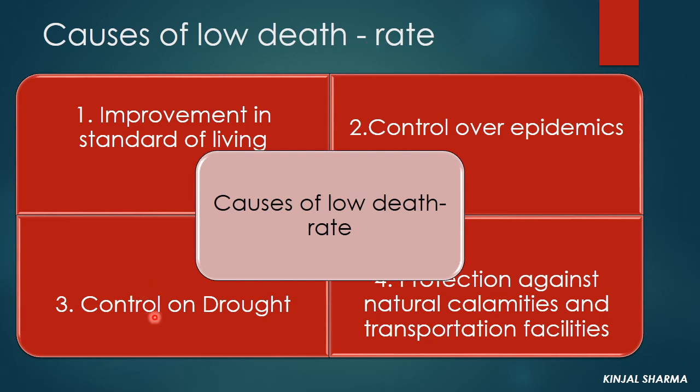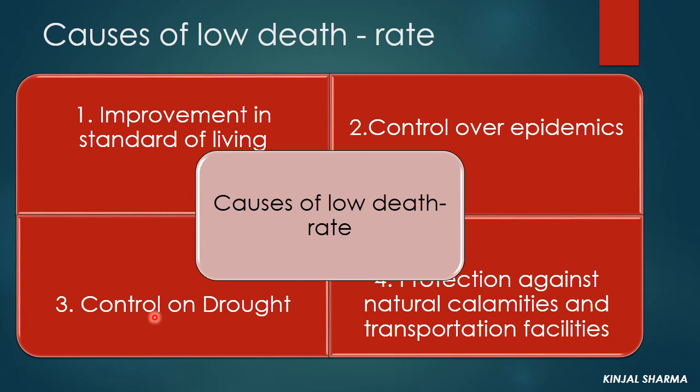Third one, that is control on drought. So science and technology led to control over drought. As a result, the death caused by hunger could be stopped. So there is a considerable increase in the supply of food grains registered after year 1966. That is when Green Revolution was introduced in India.